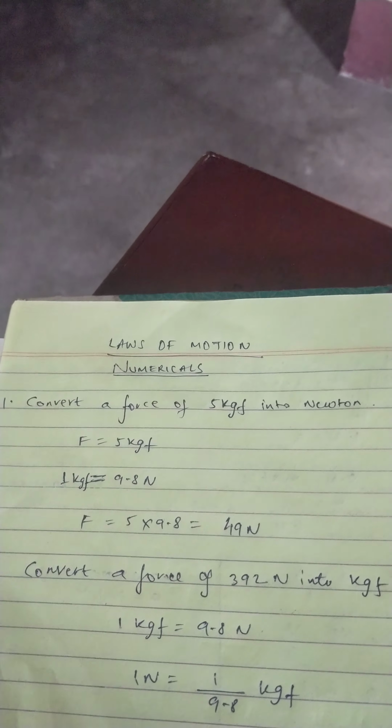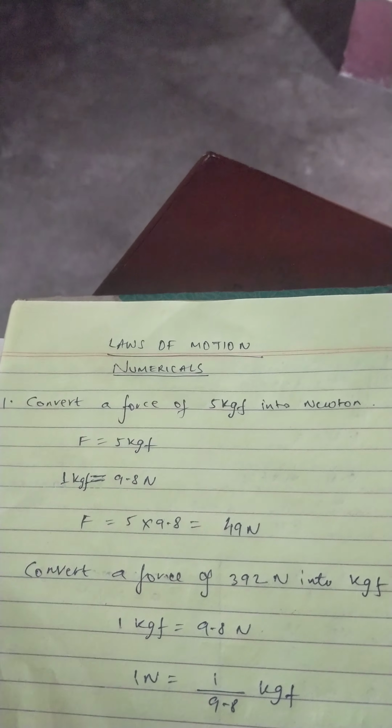So force is given here 5 kgf. We know 1 kgf equals 9.8 Newton and F equals ma. So you see, force is given here 5 kgf, so 5 is written here, and 1 kgf equals 9.8 Newton. So multiply 5 into 9.8, we will be getting 49 Newton. So this is our answer.